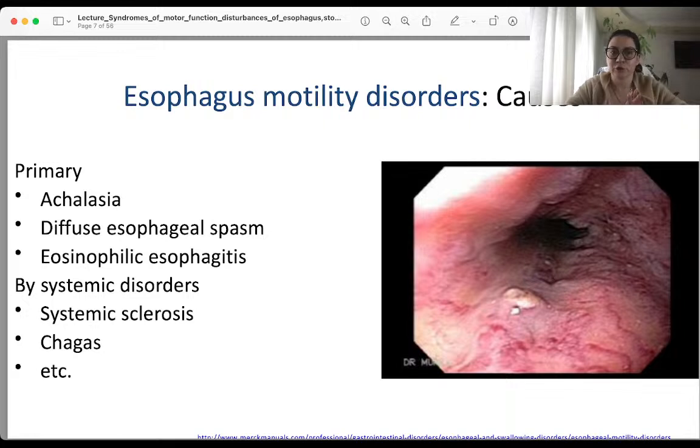Causes of esophageal motility disorders. They can be primary or secondary to some systemic disorders. Primary, it is achalasia, you saw on the picture this spasm. Achalasia is a local spasm. It can be diffuse esophageal spasm, and it can be eosinophilic esophagitis, an inflammation which is so intensive that it can thicken the walls of the esophagus and seriously narrow the esophageal structure. And secondary to systemic disorders, it can be most often due to systemic sclerosis, due to Chagas disease, and other more rare systemic disorders.